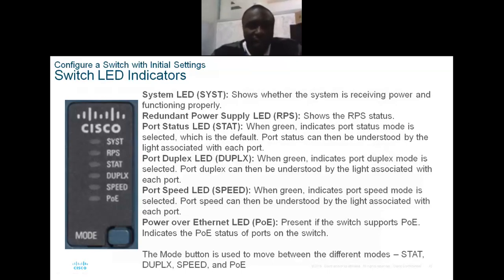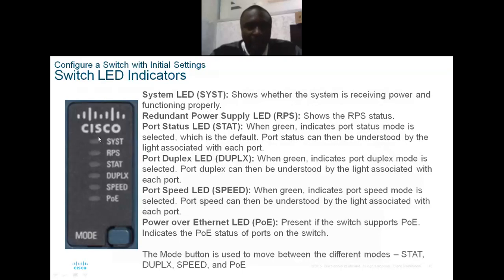So, for instance, STAT here means status. We said when green indicates on the status port, it means the status mode is selected, which is the default. Port status can then be understood by the light associated with each. Then when we come to system here, the system shows whether the system is receiving power and functioning properly. That is when you see this LED light here.